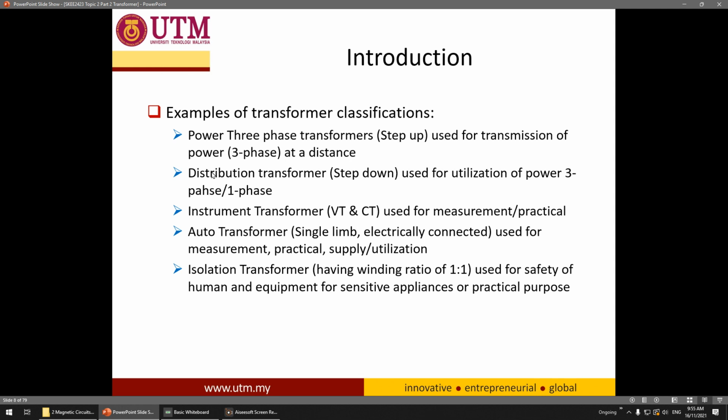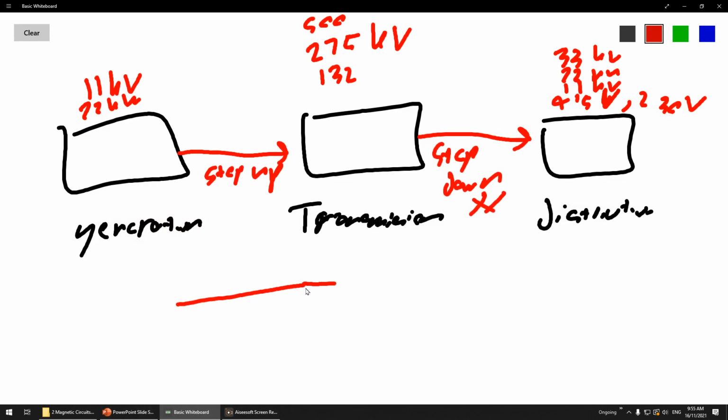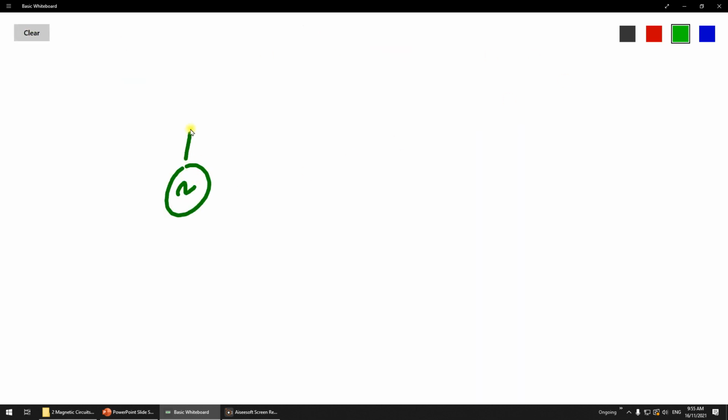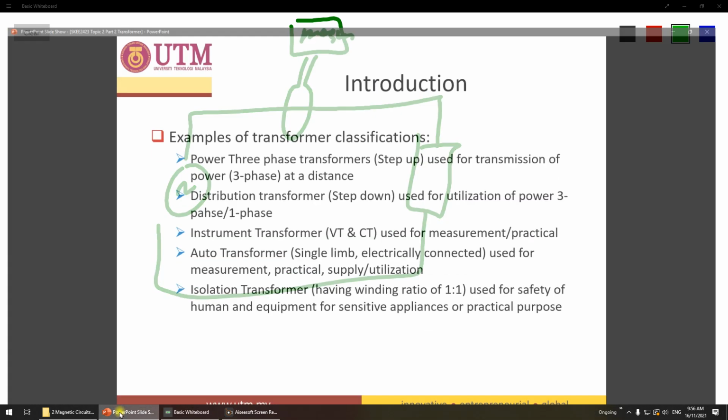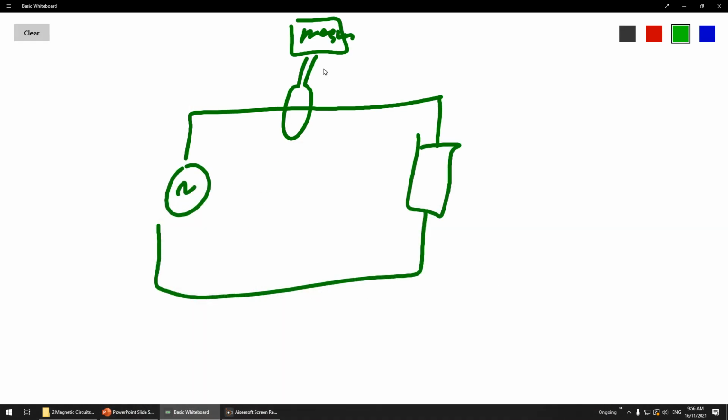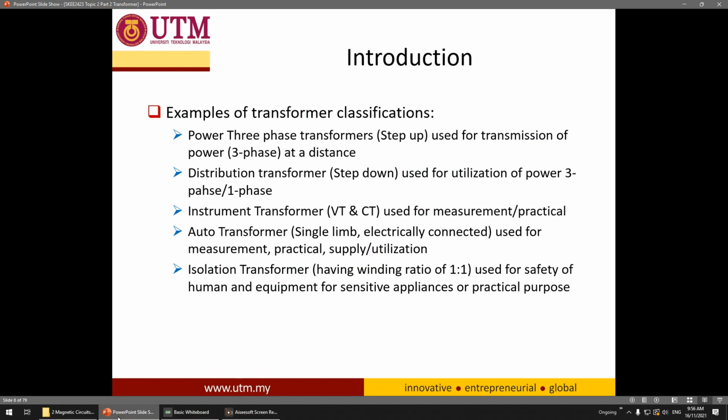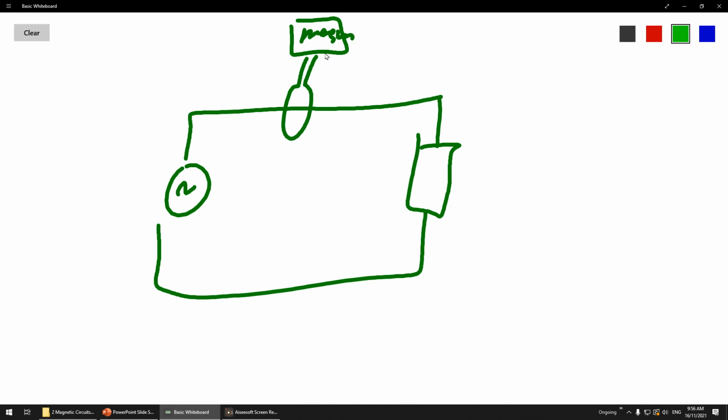So basically you also have a transformer that is used for measurement. For example, you have a circuit here. This is a power supply, and you have a load. So you put a transformer here, to measure. This is called an instrument transformer. Basically it doesn't carry any power, it is used for measurement only. Why? Because measurement usually involves a small voltage. This one is a large voltage, so you have to reduce the voltage to measure the system.